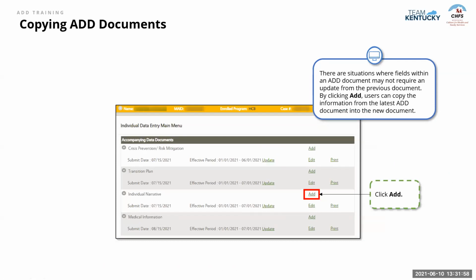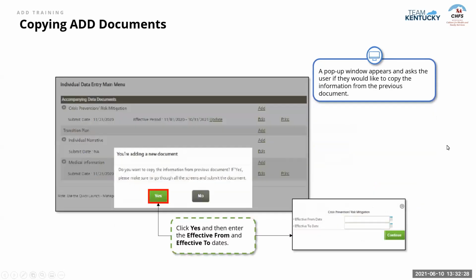So this add function is going to help with copying different ADD documents. There are going to be situations where different fields within an ADD document may not be required to be updated. Nothing about that information changed for the individual. So it's not really efficient to go back and re-enter it all over again. So by using this add function, users are going to be able to copy the information from the previous ADD document into the new document. And this is how that's going to look.